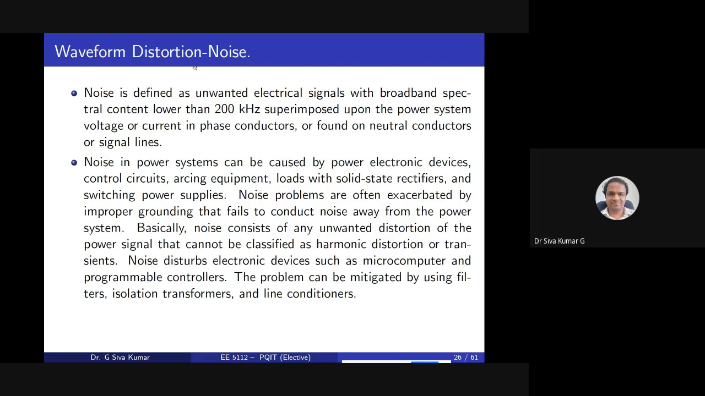Yeah. Next is noise. We have seen that because of improper grounding connections, we will be having noise. Noise is defined as unwanted electrical signals with a broadband spectrum, with spectral content lower than 200 kilohertz, superimposed on the power system voltage or current in phase conductors, or found on neutral conductors or signal lines.